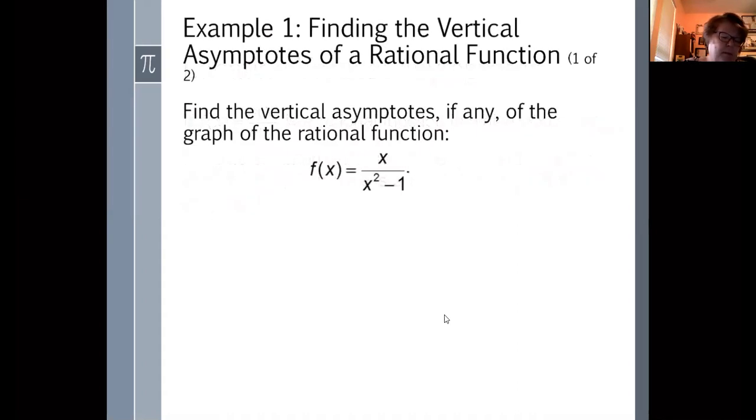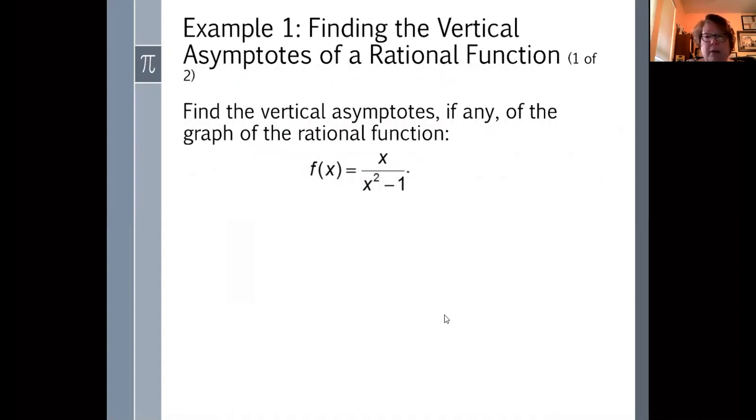Find the vertical asymptotes, if any, of the graph of the rational function f of x equals x divided by x squared minus 1. Now I can factor that denominator, and I need to do so. That is one of our special products. It is the difference of two squares. x squared is a perfect square, 1 is a perfect square, and we're subtracting them.